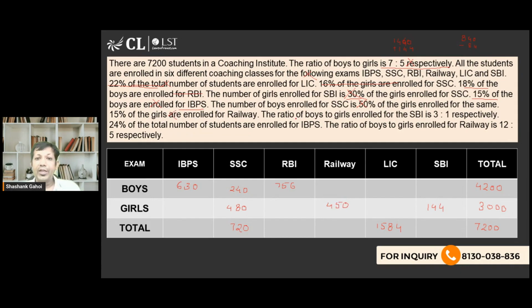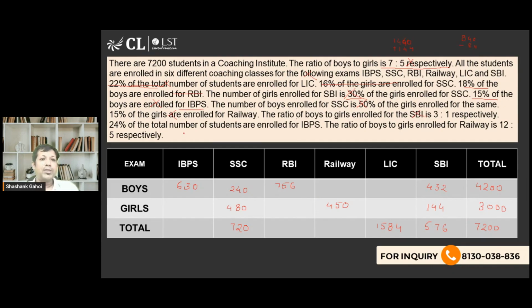The ratio of boys and girls enrolled for SBI is 3:1. It means if girls are 1, then boys are 3. So if girls are 144, then boys should be 3 times this, that is 432. So the total number of students for SBI is 576. So I got 3 total values. If I get 2 more, then I can get the 6th value automatically because the sum is constant, that is 7,200. So this is also used.